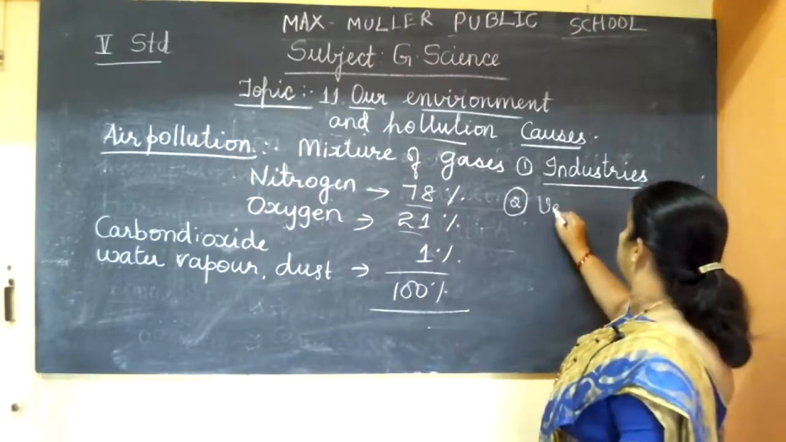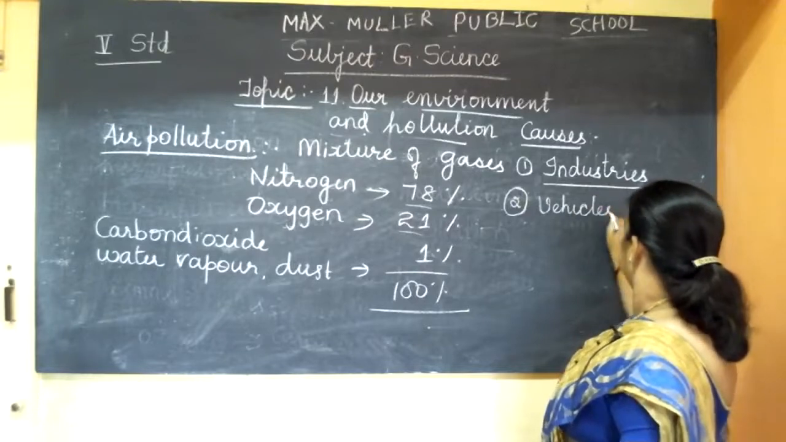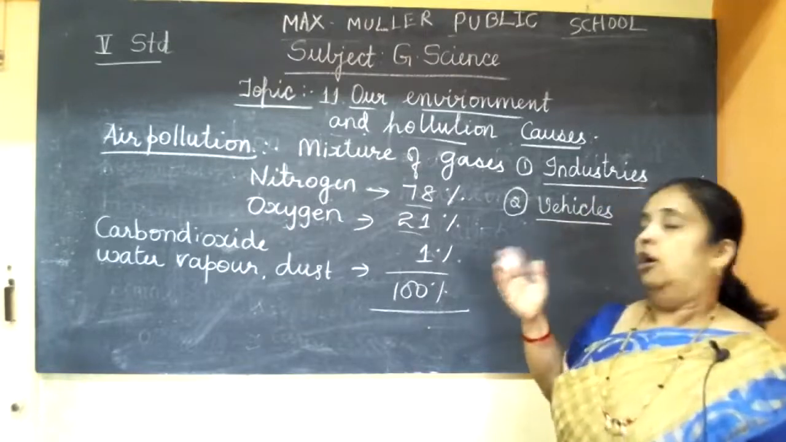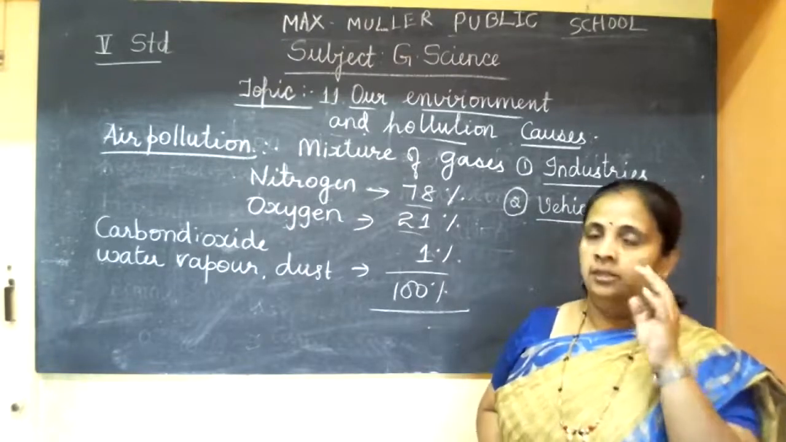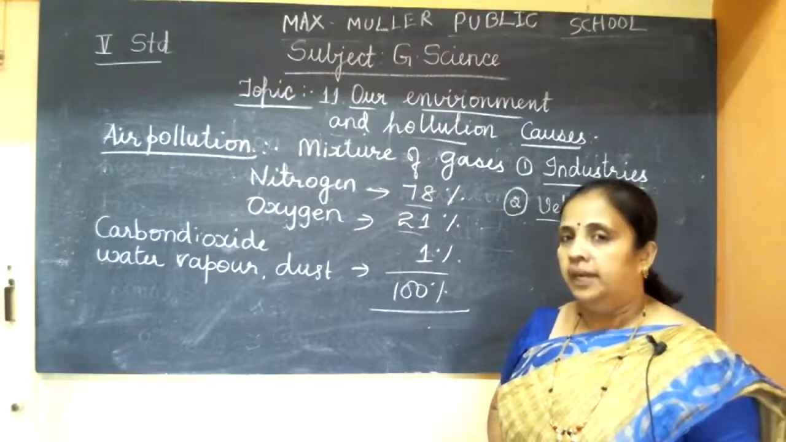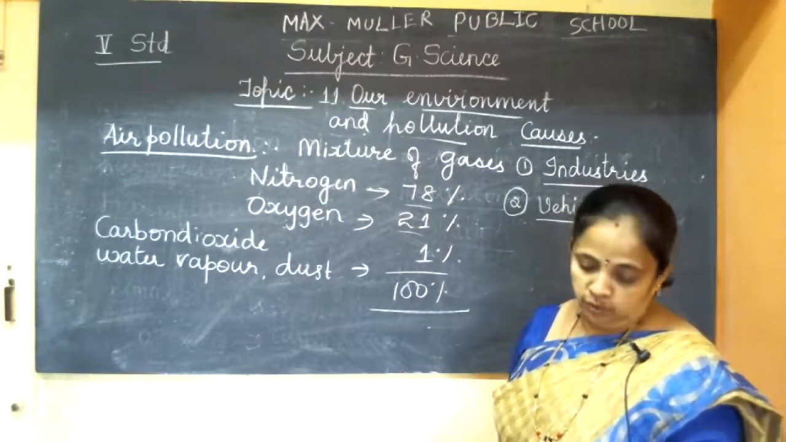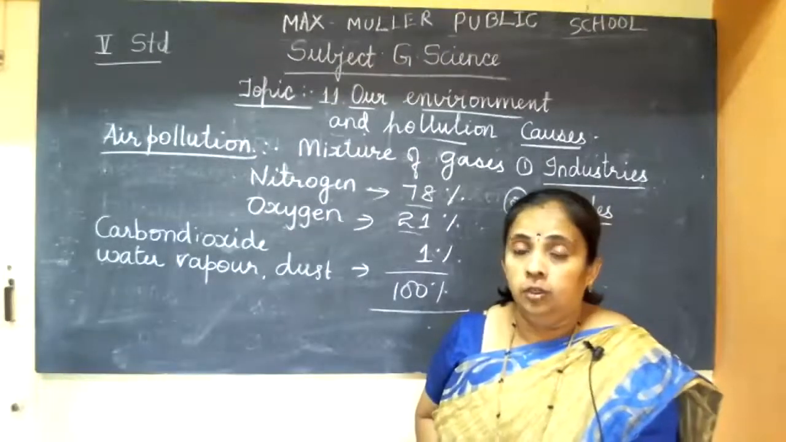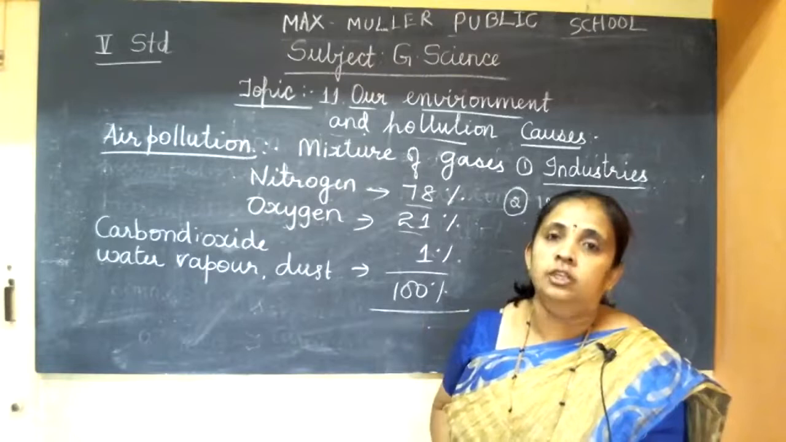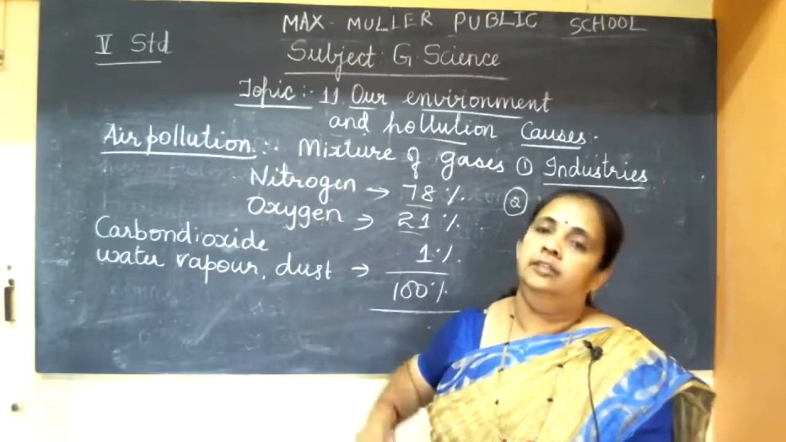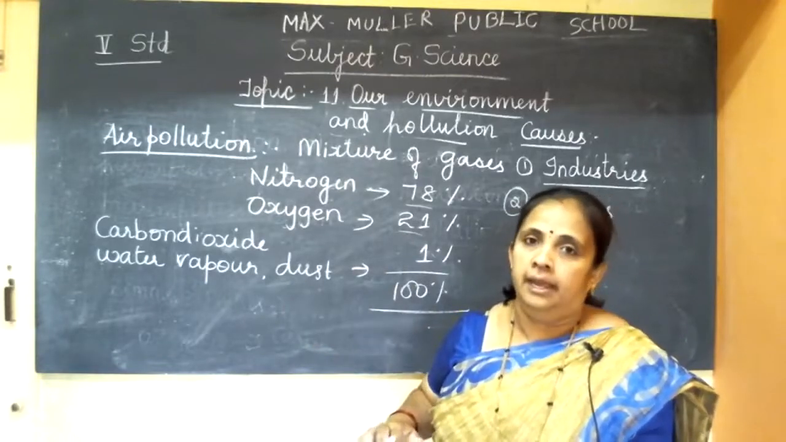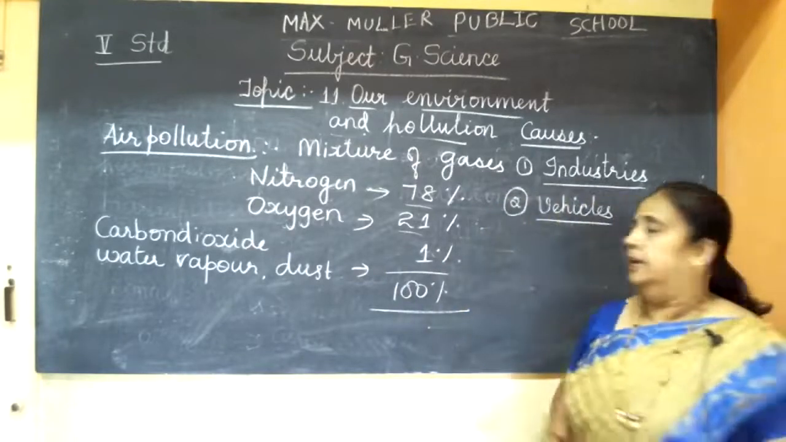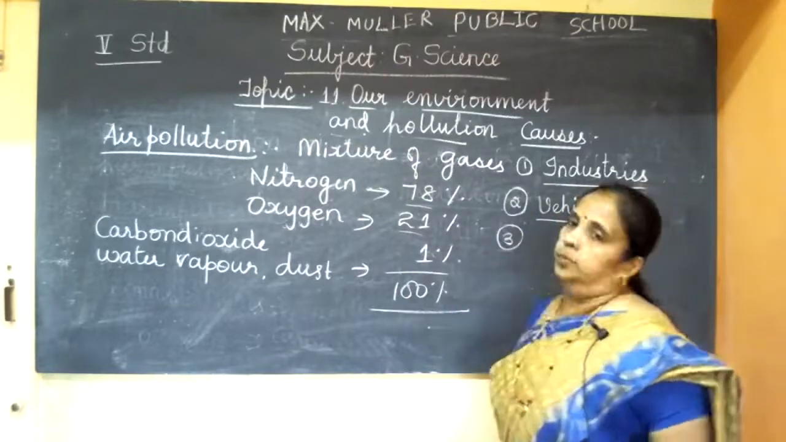The next one is vehicles. You might have seen when you move on the road how much smoke comes from vehicles. The smoke given out by vehicles contains harmful gases such as carbon monoxide, carbon particles, and hydrocarbons. When these get mixed in the air, it becomes impure. So the smoke from vehicles is responsible for air pollution.